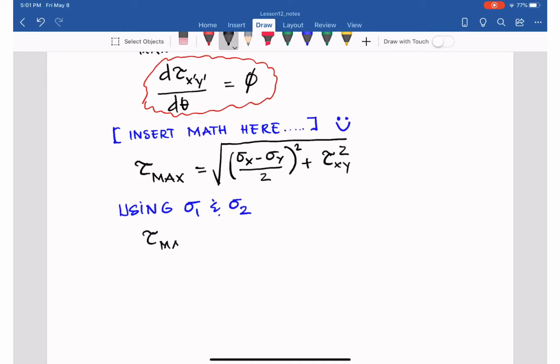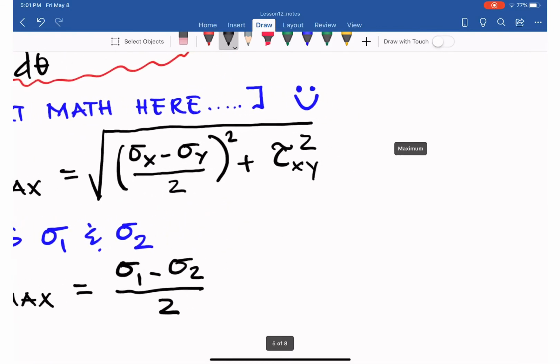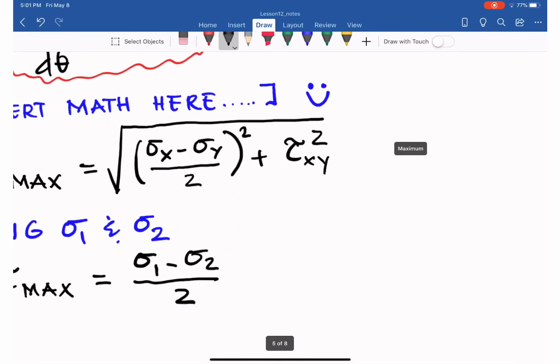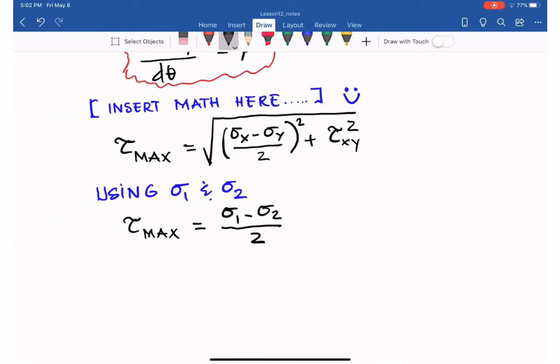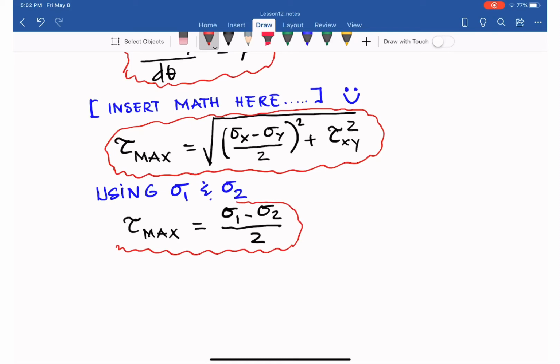Based on both equations, tau max is much easier. The tau max equation is only sigma 1 minus sigma 2 over 2. Why? Because the tau xy, the shear stress at the principal stress plane, equals 0. So you have that one equation. Let's box that equation. If we apply directly from the original coordinates x and y, or if you already found the principal stresses, tau max can be determined. Either equation should give the same answer, and that is the shear stress.